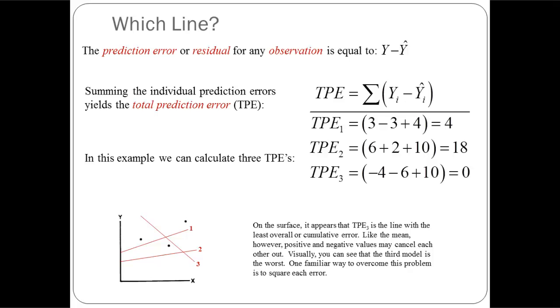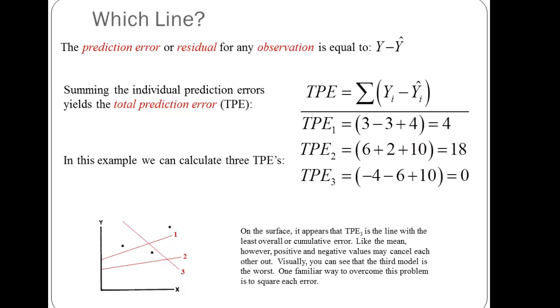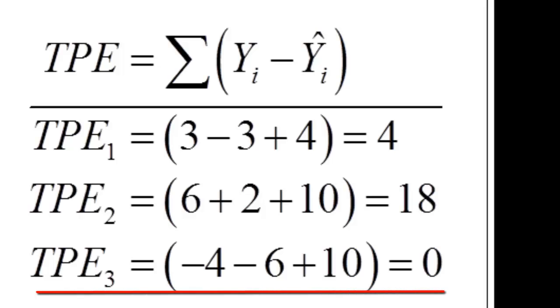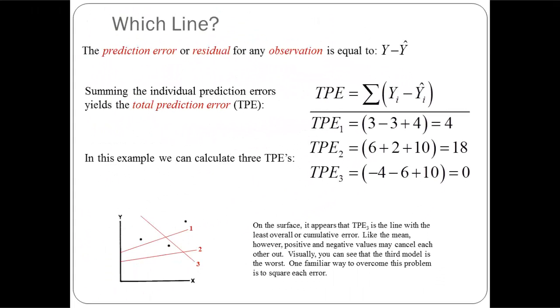The total prediction error is actually not going to be helpful to us, but it does make a point. If I calculate the total prediction error here, we can see that line 3 is the best fitting line because the sum of the error from that line is equal to 0. But it also points out the problem with this.